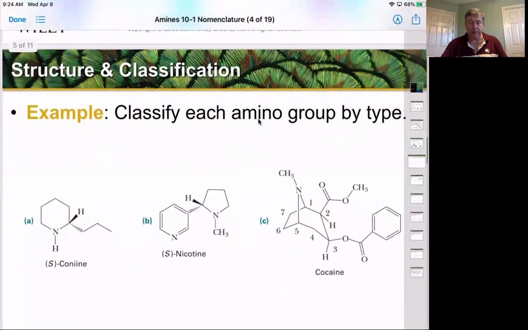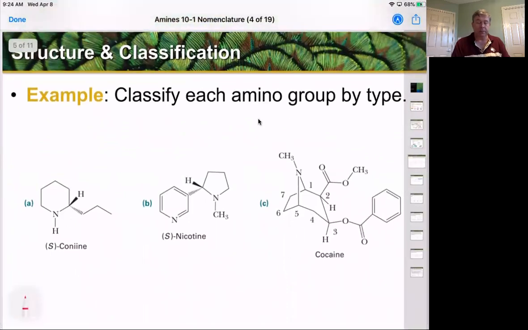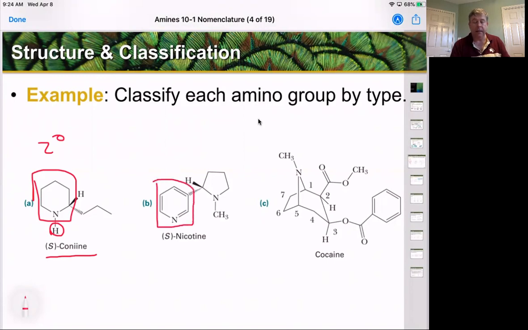Okay, so what can we do with them? Well, let's talk about how we can have multiple things on the same system. In the case of coniine right here, we have our cyclic aliphatic amine that still has a hydrogen on it. So we would call this a secondary heterocyclic aliphatic amine. Here we have actually both. Nicotine right here has a heterocyclic aromatic amine and a heterocyclic aliphatic amine, and this happens to be tertiary because it has three different carbon groups bonded to it. So we can have both types in the system here.